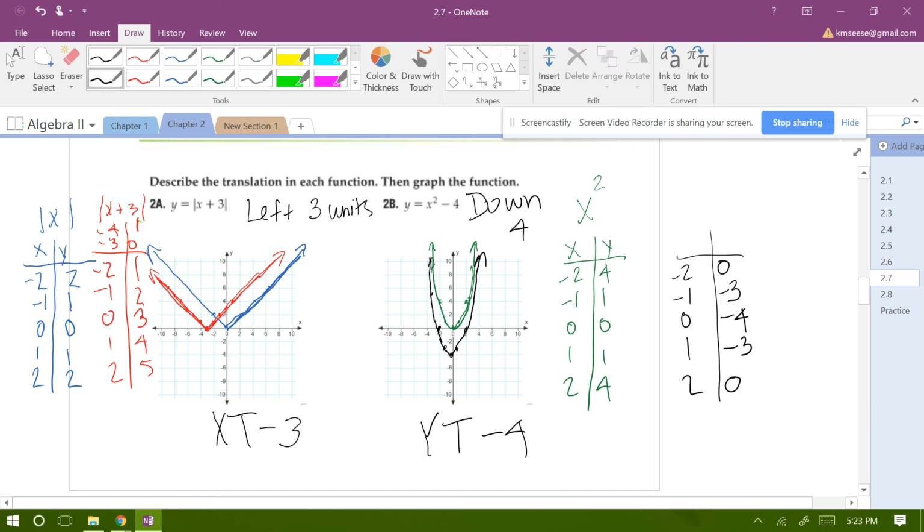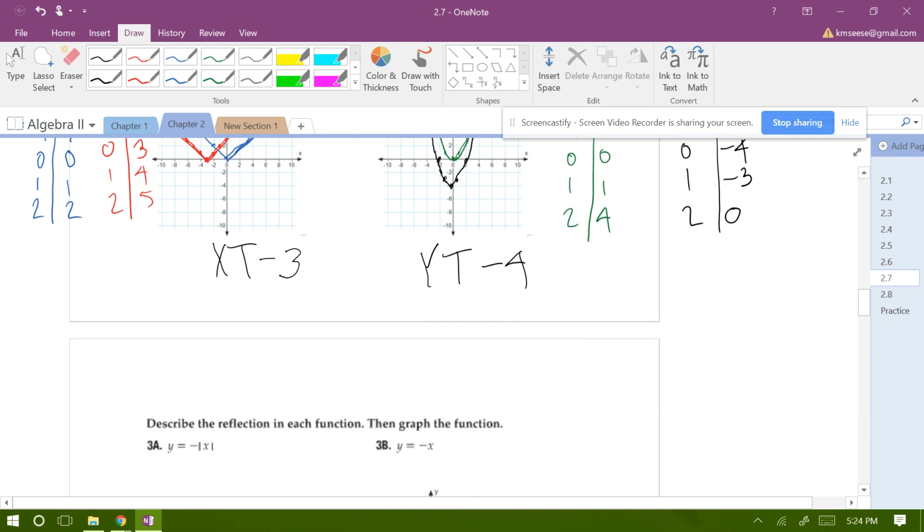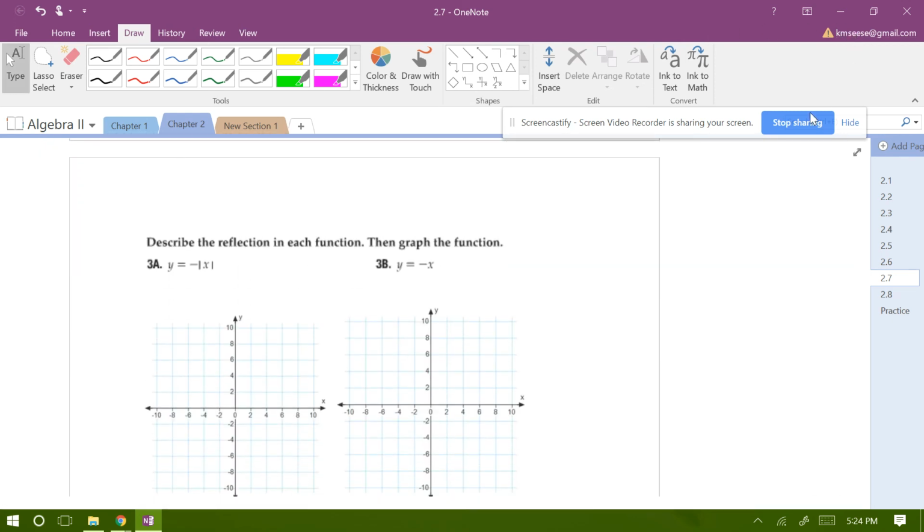So we're calling these transformations, or translations rather. If it's inside the math, it moves it left or right. If it's outside the math, it moves it up or down. All right, so we're going to take a break there so that I don't run out of time to do these next two. So move on to the next video.